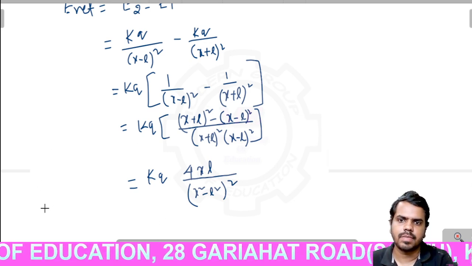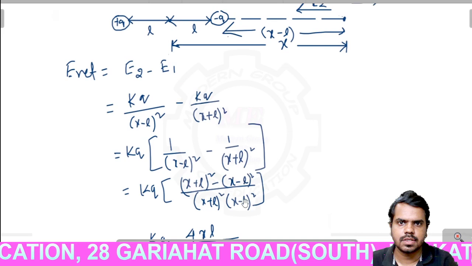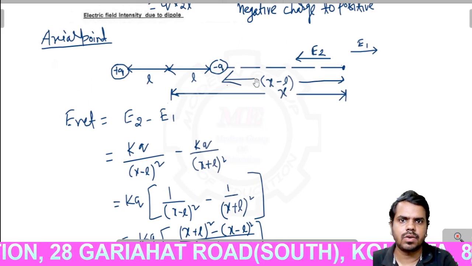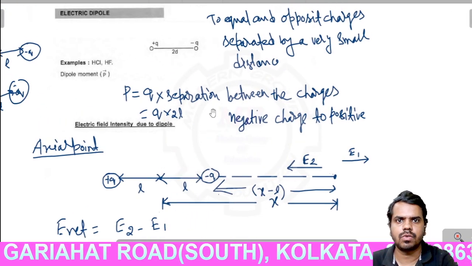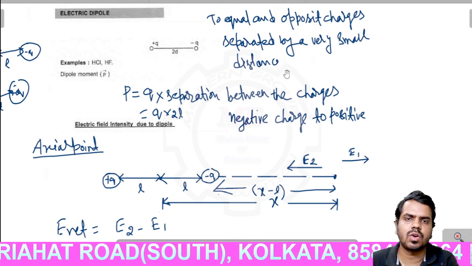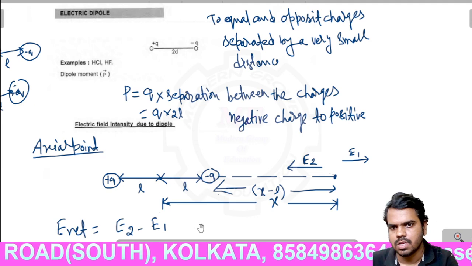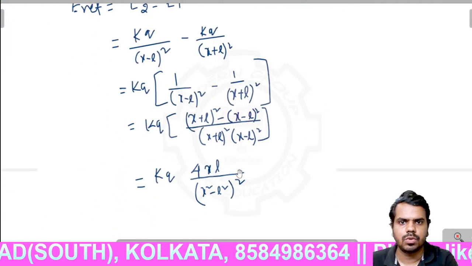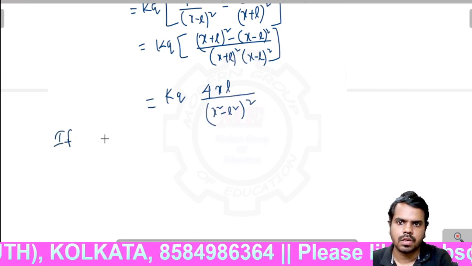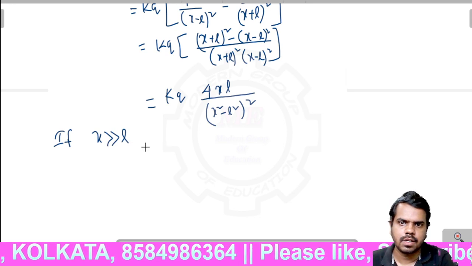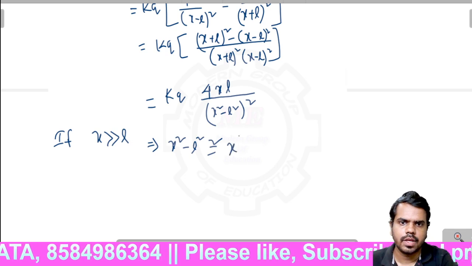But here some assumption comes. The assumption is x is much greater than L, because dipoles have very short length. I already told you that two equal and opposite charges are separated by a very small distance, just like the thickness of a hair. So x will be much greater than L. Now we have to put the assumption. If x is much greater than L, then x square minus L square will be nearly equal to x square.